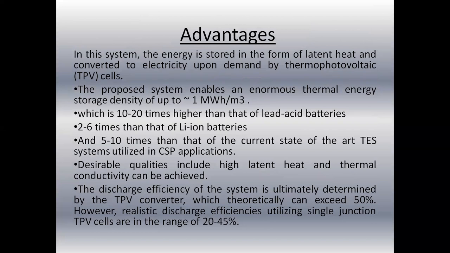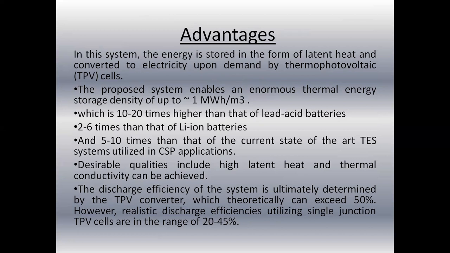When we talk about the advantages, in this system, the energy is stored in the form of latent heat and converted, when we are in need, to electricity by using thermophotovoltaic cells, called TPV cells. The proposed system enables a thermal energy storage of up to 1 megawatt per cubic meter, which is 10 to 20 times higher than that of lead-acid batteries, 2 to 6 times higher than that of lithium batteries, and 5 to 10 times higher than TES systems utilized in CSP applications. So it's beneficial if we use latent heat storage.